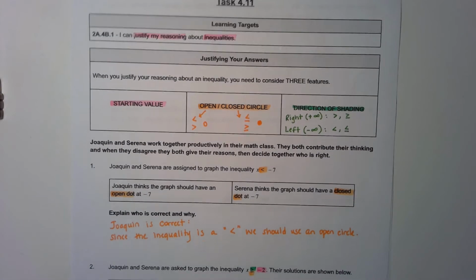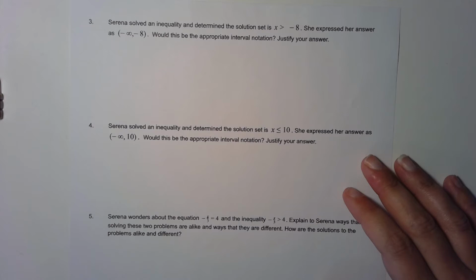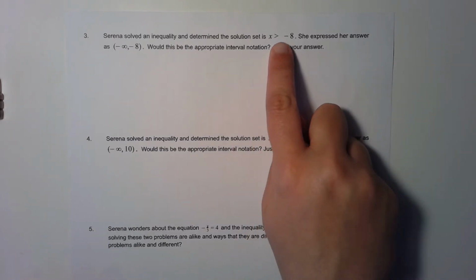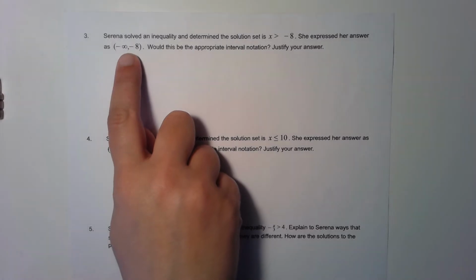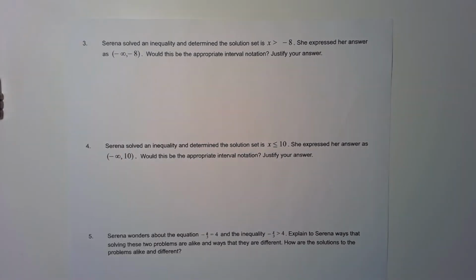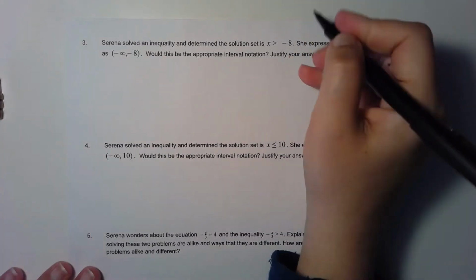Okay, next. It says Serena solved an inequality and determined that the solution set is x is greater than -8. She expressed her answer as -infinity, comma, -8. Would this be appropriate interval notation? So what this is basically asking us is, does x is greater than -8 mean the same thing as -infinity, comma, -8? A great strategy here for doing this is to visualize this on a number line.